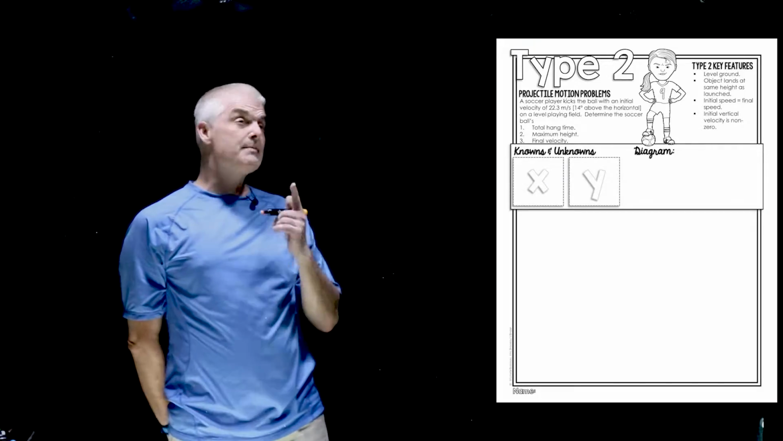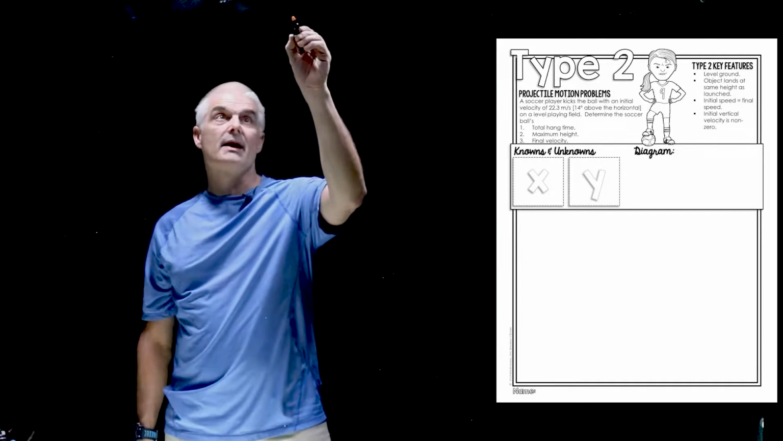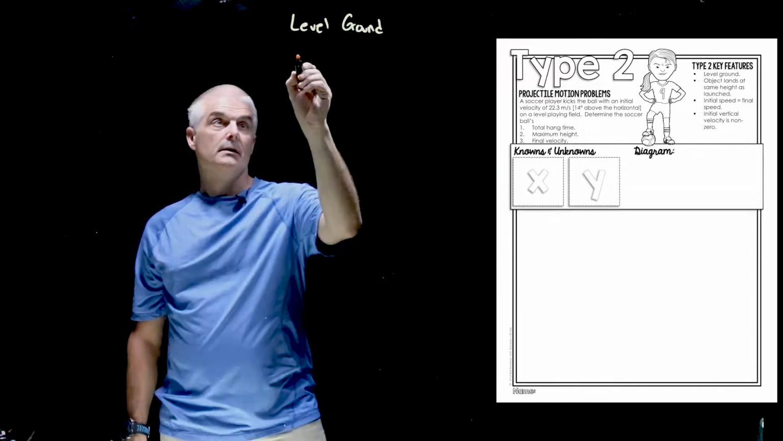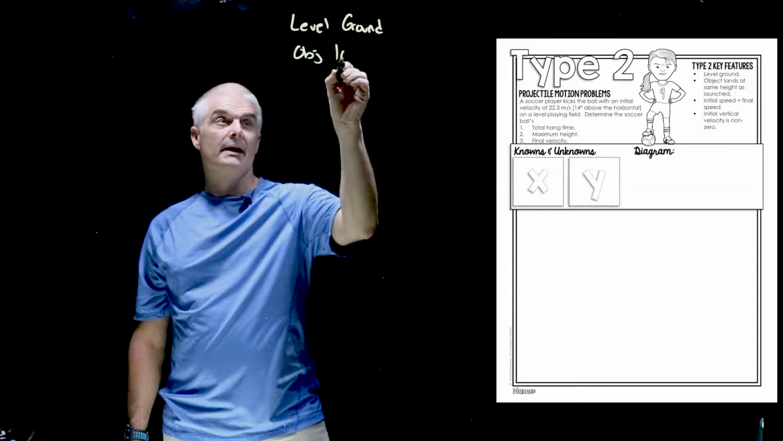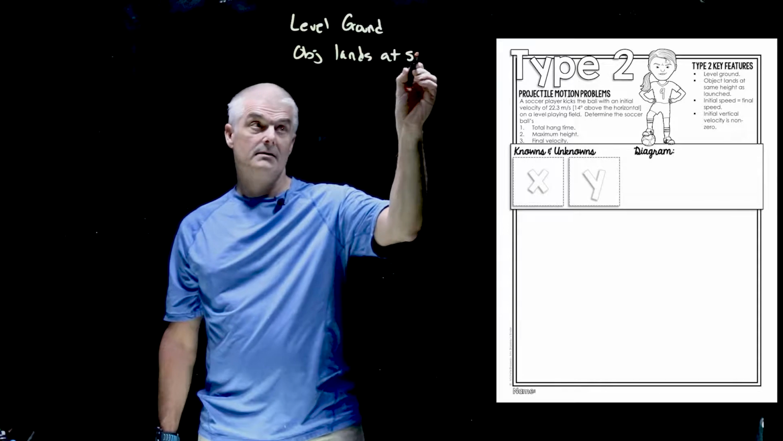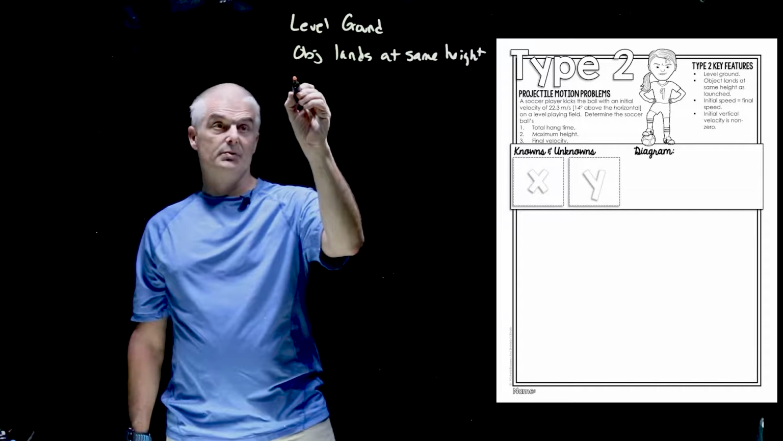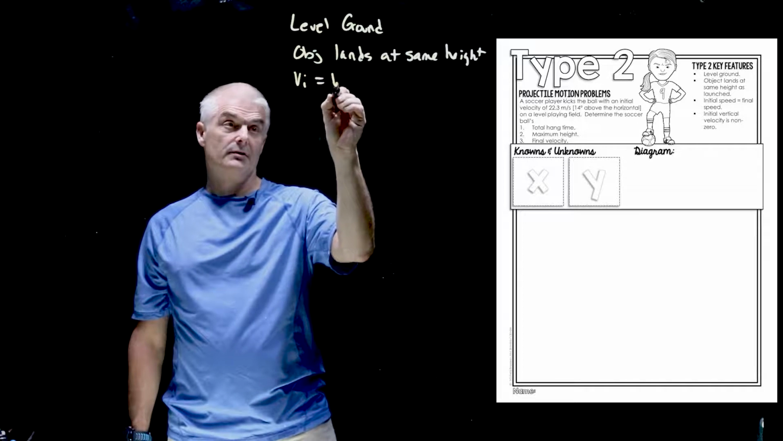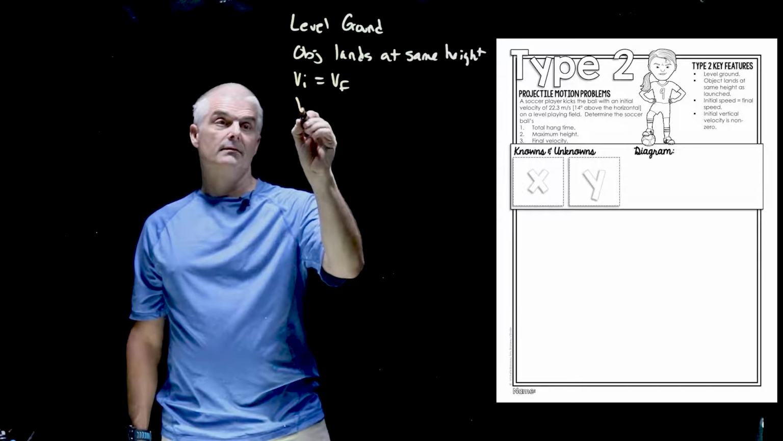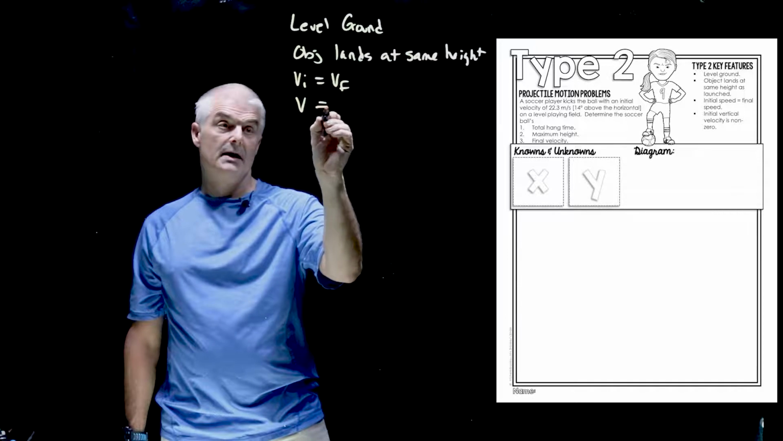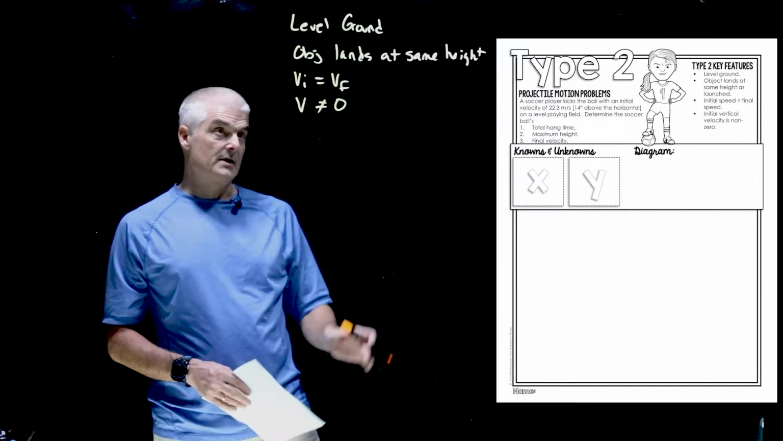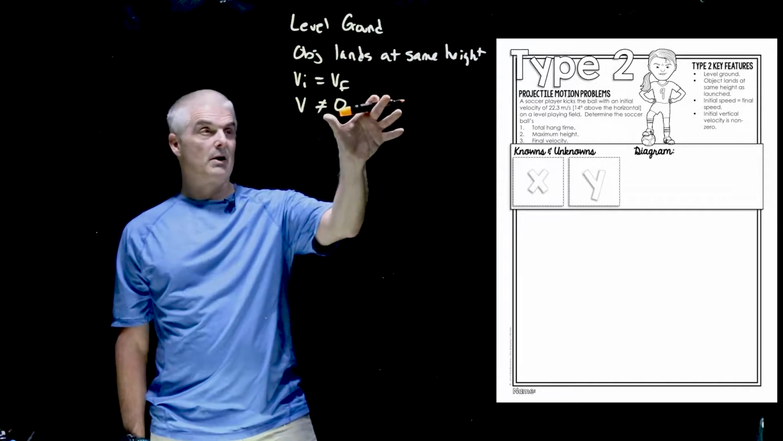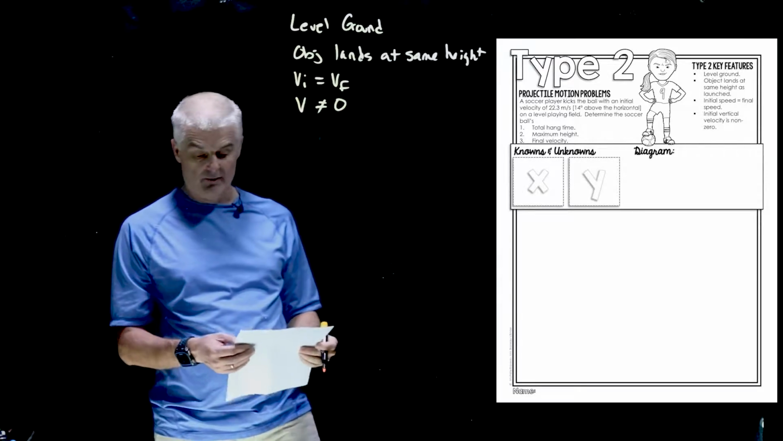Hey Houston, we're now doing projectile motion type 2 problems. Now the key features of this kind of a problem is we're going to have level ground. The object lands at the same height. And the initial speed is equal to the final speed. And the velocity is not equal to 0. So that's what indicates what type of a problem we're going to go. So let's take a look at the problem that we have.